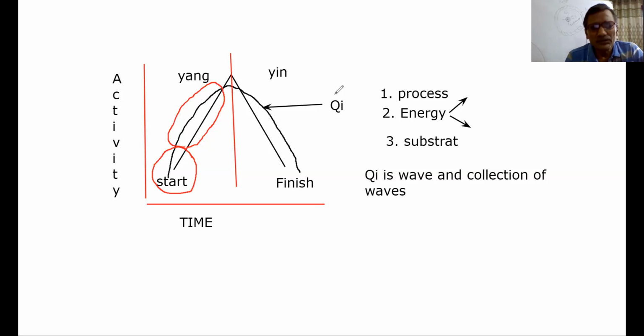Okay. So the yang side has two phases. The initial phase is where things start moving, but it doesn't continue to move. It doesn't take you to the maximum capacity, the ability, the potential. That is the first phase, the initial phase of the process. And the other phase is the one that will take it there.